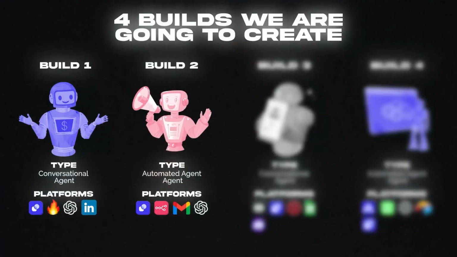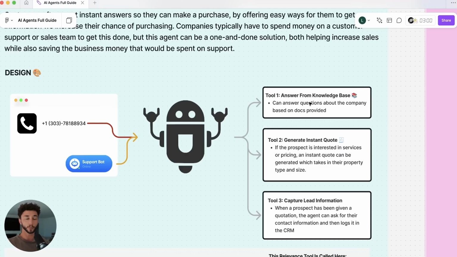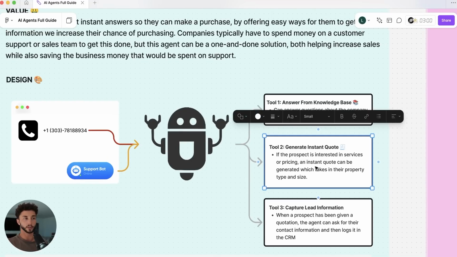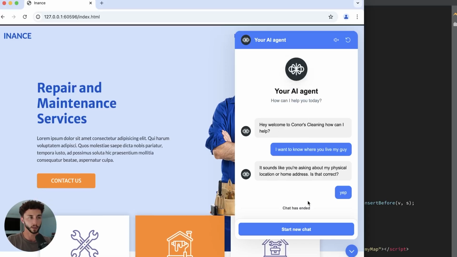In build number 3, we will be building a website and phone-based lead generation customer support agent. This will be built on VoiceFlow, and it's going to be able to do 3 things. Firstly, answer questions from a knowledge base, generate instant quotes using a custom tool we build, and also do lead capture on interested prospects. We're then going to slap this agent onto a website widget so that you can chat to it via a website and via chat and text.